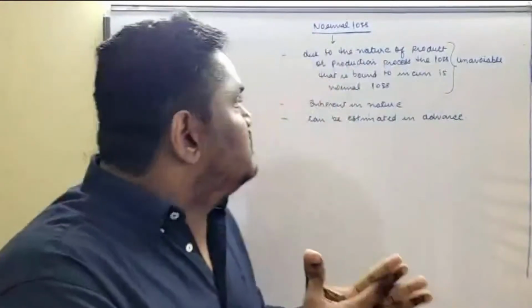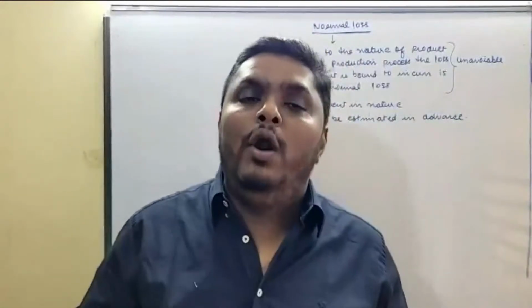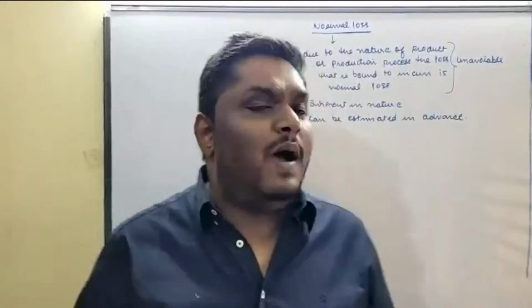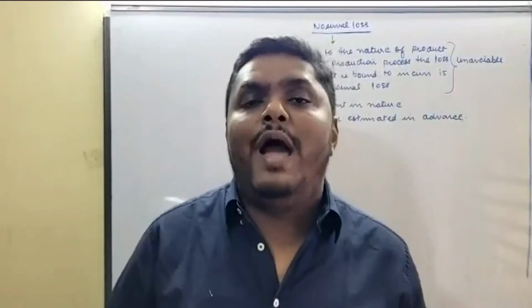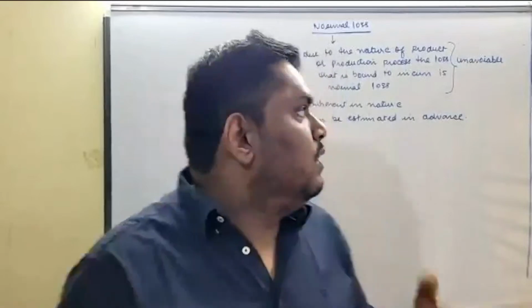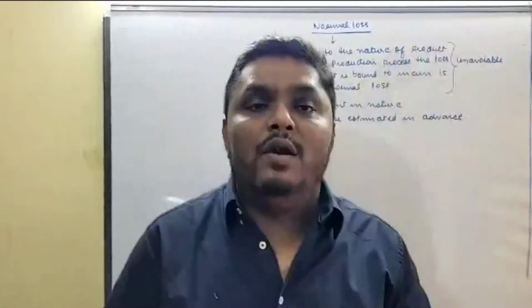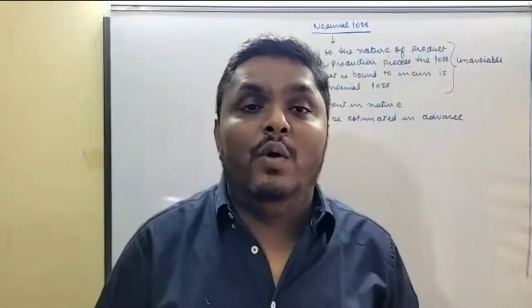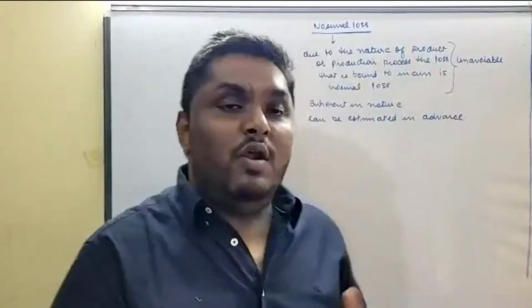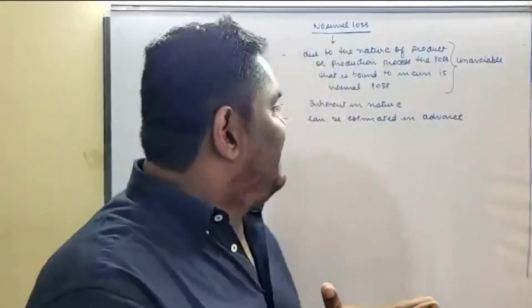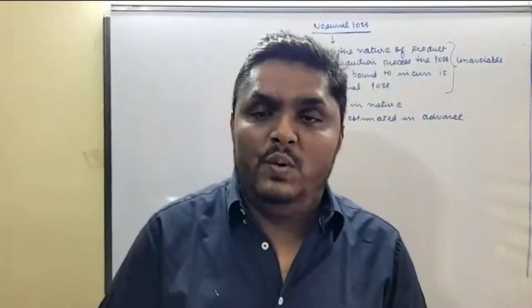So, what is normal loss? Due to the nature of the product or production process, this loss is bound to be incurred. This loss is bound to happen. That is normal loss. So we can say this normal loss is unavoidable. We can't avoid a normal loss. So the normal loss is inherent in nature and can be estimated well in advance.